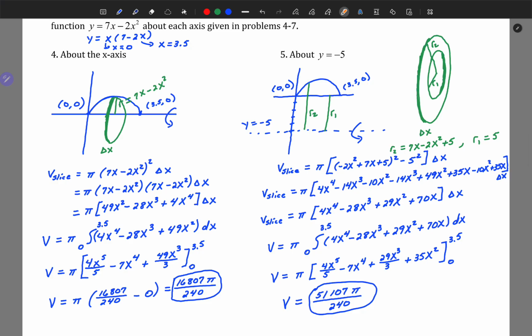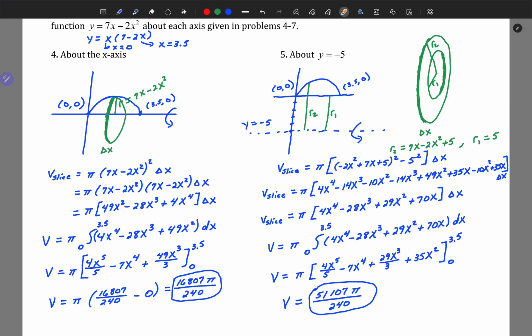For number 5, we know that this answer should be larger than the answer for number 4. We're still revolving this region about a horizontal axis, but the horizontal axis is down 5 units. So it's going to have more of a region to accumulate volume as it rotates around. Now, the problem with that is, as it rotates around there, you are going to be hollowing out the inside curve. So this is where I've tried to draw it up here.